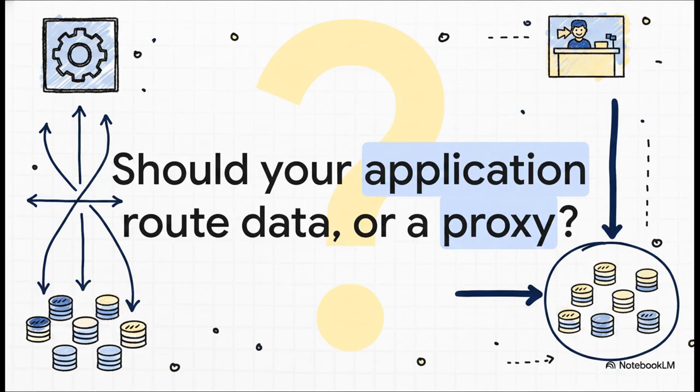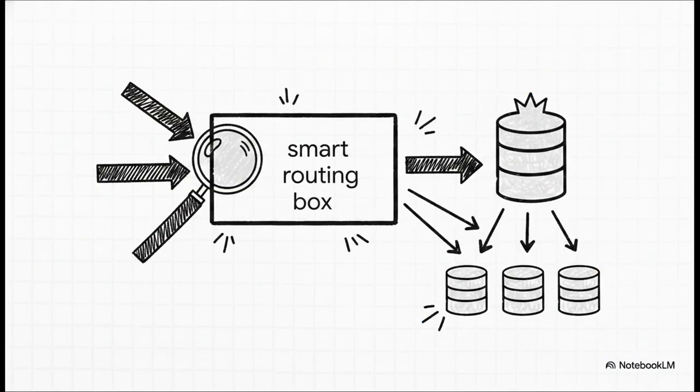Option A is hard-coding all that nasty routing logic directly into your app. Option B, and this is the real game changer for large systems, is decoupling it. You introduce a proxy layer that acts like a highly intelligent receptionist, completely hiding all that messy database complexity from your application code. Let's look at the industry standard for this, ProxySQL.